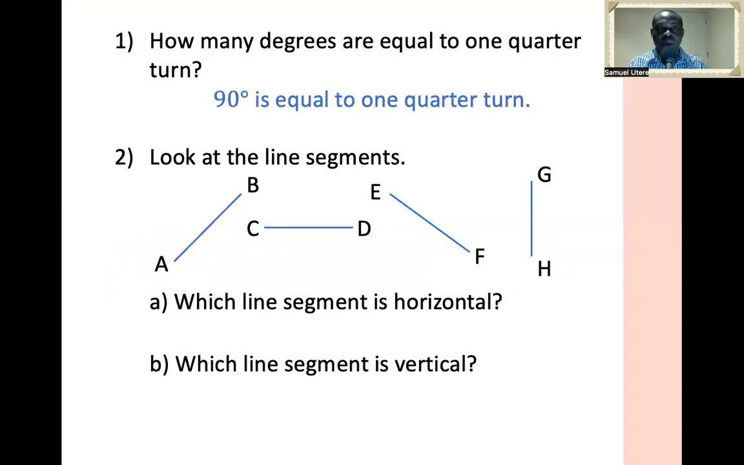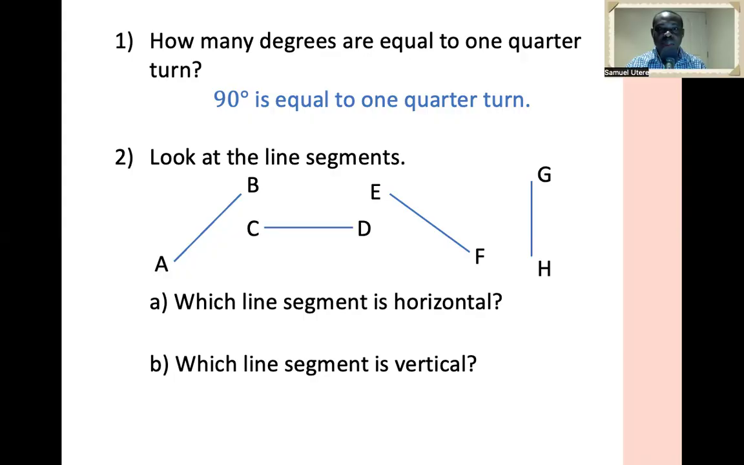For the first one, you were asked how many degrees are equal to 1/4 turn. 90 degrees is equal to 1/4 turn. Why? A full turn is 360 degrees, so a quarter turn is 360 degrees divided by 4, which is equal to 90 degrees. Question 2, you were asked, look at the line segments.